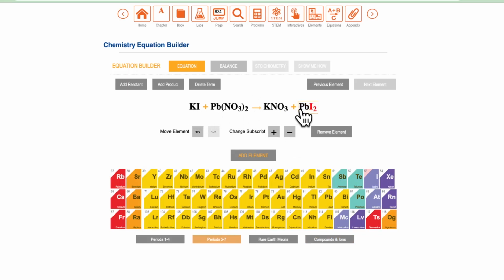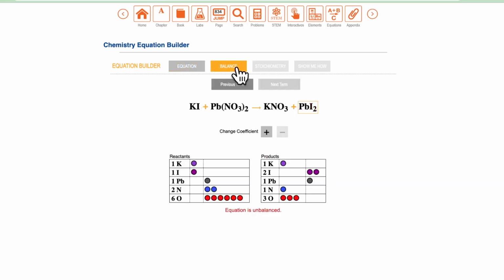And the equation builder does not tell you whether you're correct or incorrect, but it does allow you to move on and try and balance your reaction. And it shows the visualization of the law of conservation of mass. So you can see that reactants and products have equal amounts of potassium, but there's more iodine in the products than in the reactants. So when I go to the reactants, I can find the term that has the iodine, and I can change the coefficient.